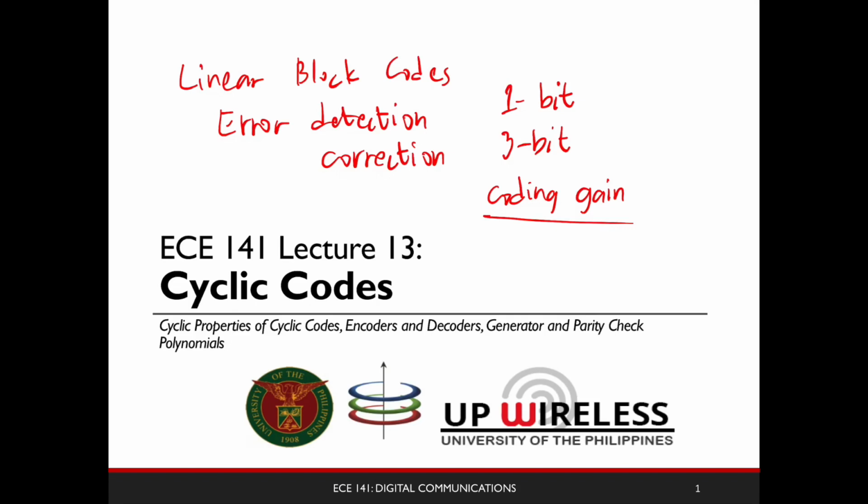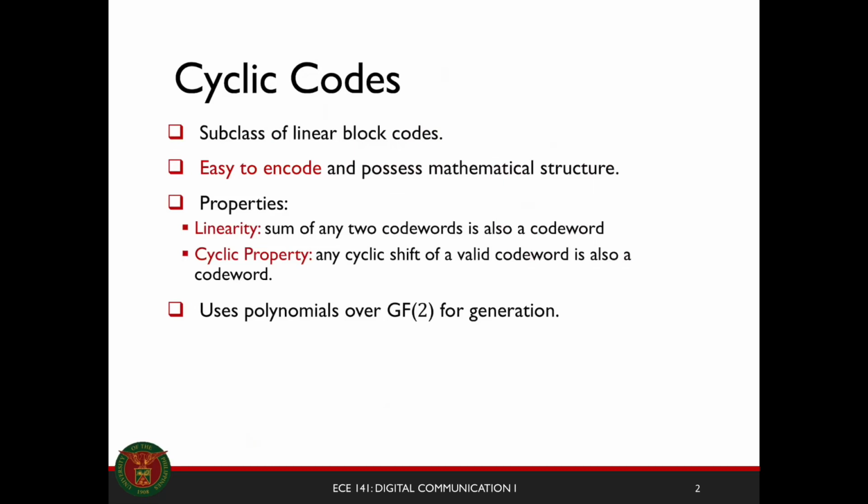Alright, so what are cyclic codes? A cyclic code is also a linear block code, so it's a subclass of linear block codes. Therefore, it also has the properties of a linear block code. But the difference is that cyclic codes are easy to encode and possess some mathematical structure that makes it easy to encode. Of course, the properties of the cyclic code are similar to your linear block codes, in which it's linear. The sum of any two valid code words is also a valid code word.